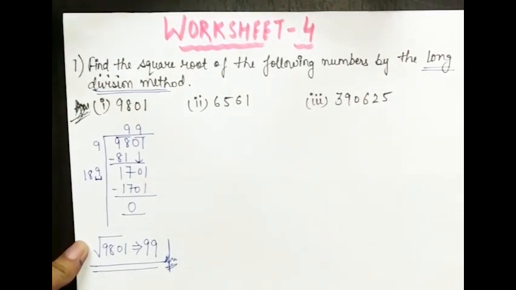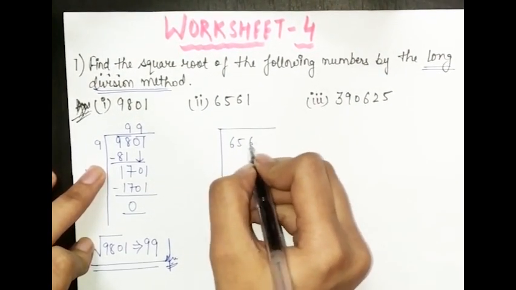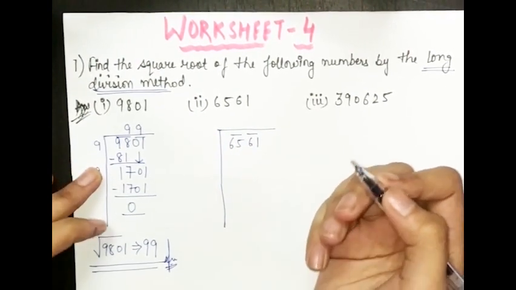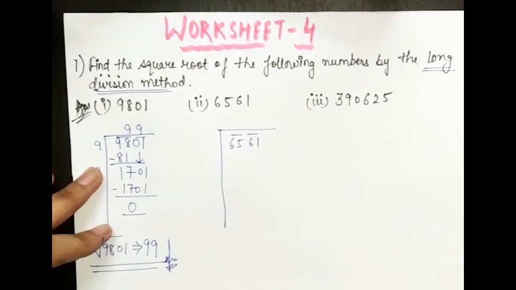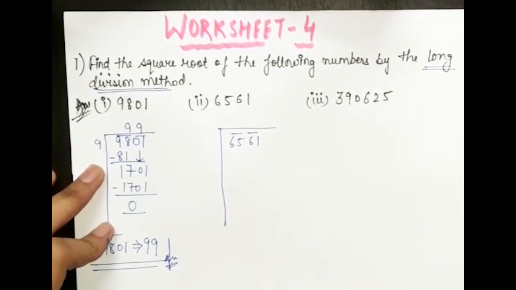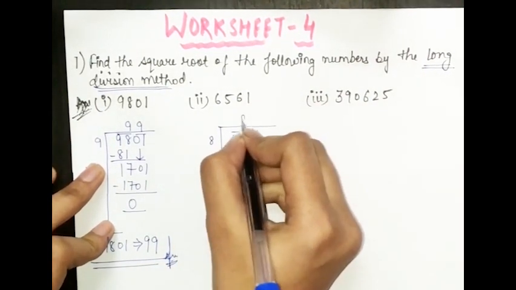Similarly, we will do 6561. First you have to make pairs: 65 and 61. This is quite satisfactory. Similarly, 65 is the square of which number? It is not the square of any number, so what is the number smaller than this? Just 64. 8 8s are 64.